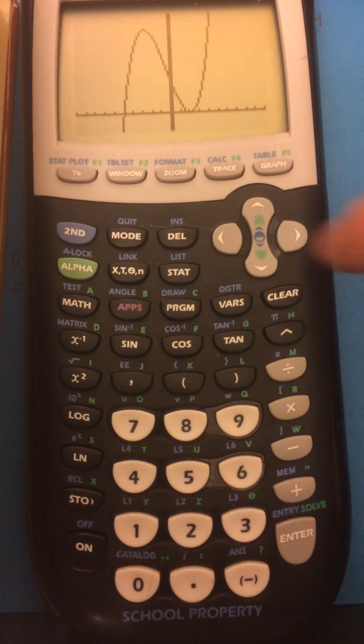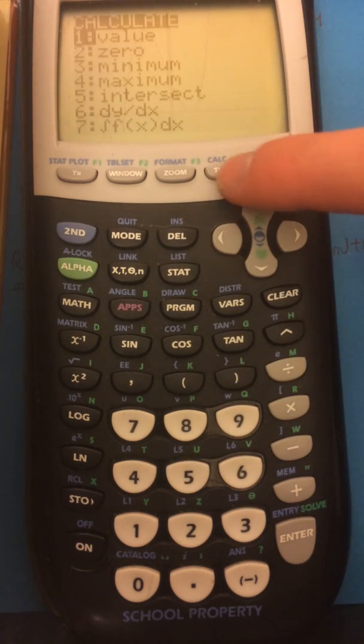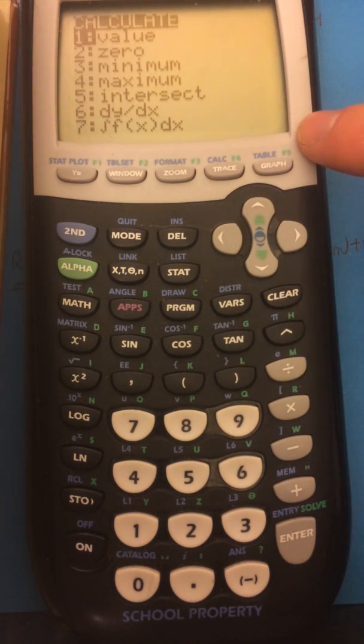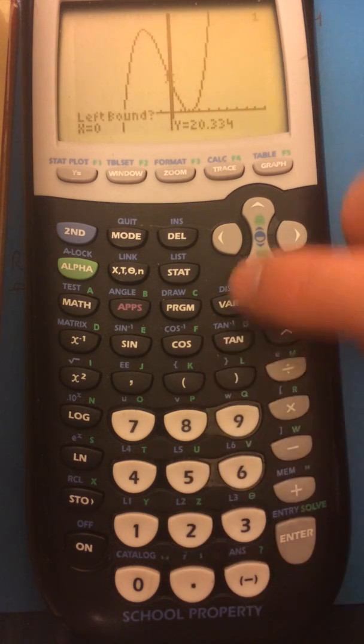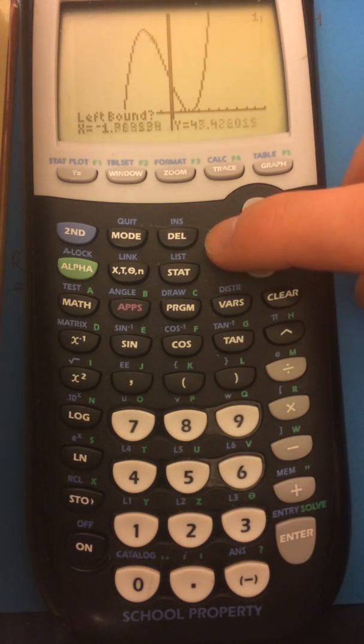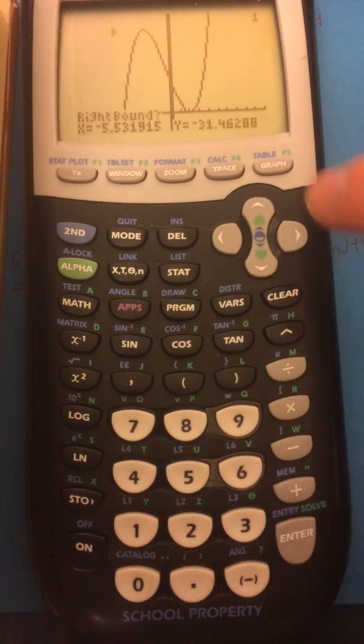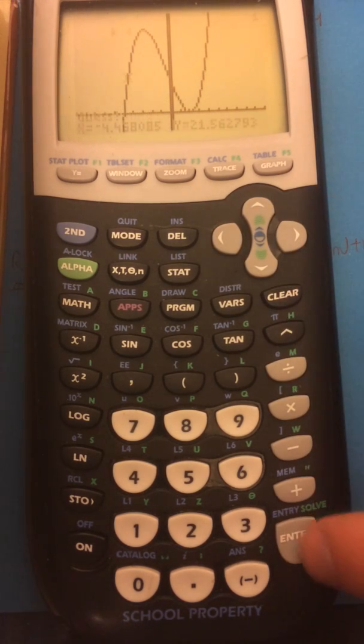So to do this, we're going to hit second, trace. It's going to bring up a menu under calculate, and we're going to press 2. And we're going to go to a point a little bit left of this first zero, try right here, and a point a little bit to the right of it. And it's going to bring us this zero, negative 4.980, comma 0.